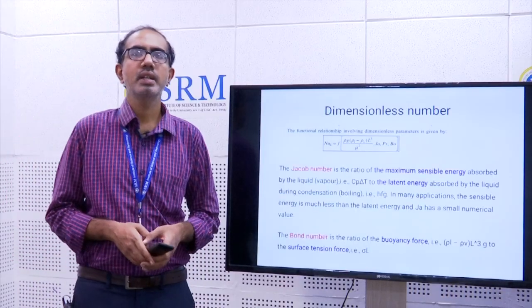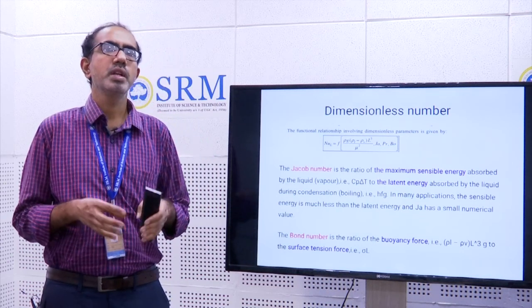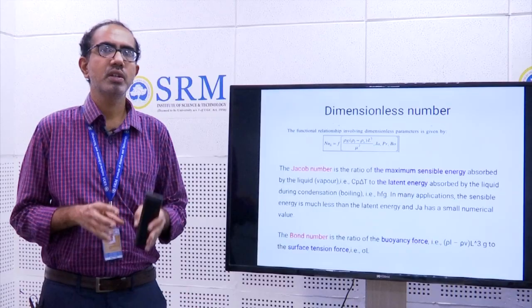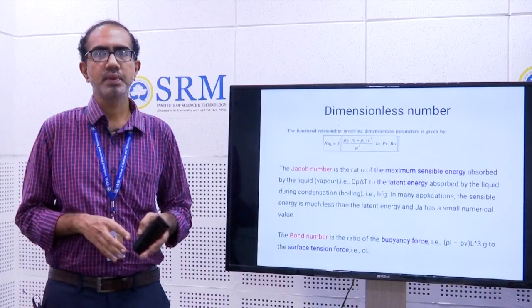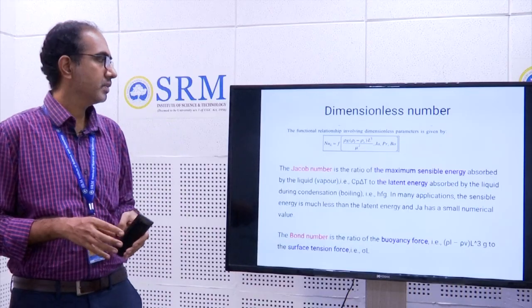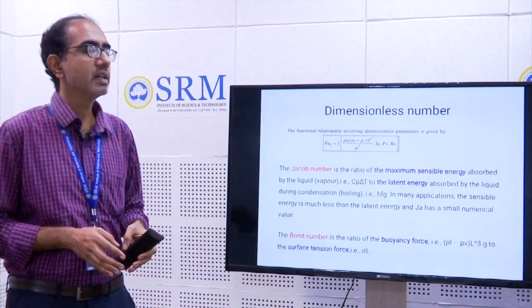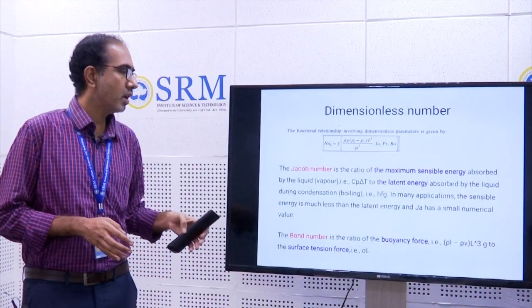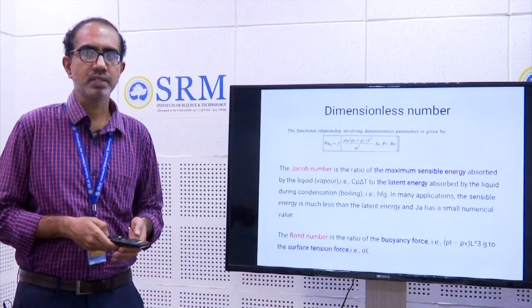Dimensionless numbers. In heat transfer we have a lot of dimensionless numbers. In boiling and condensation there are two dimensionless numbers: one is the Jacob number, another one is the Bond number. The Jacob number is the ratio between the maximum sensible energy and latent energy, whereas the Bond number is the ratio between the buoyancy force and surface tension force.